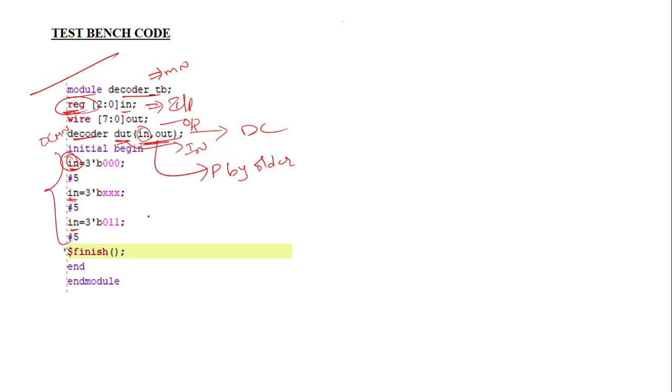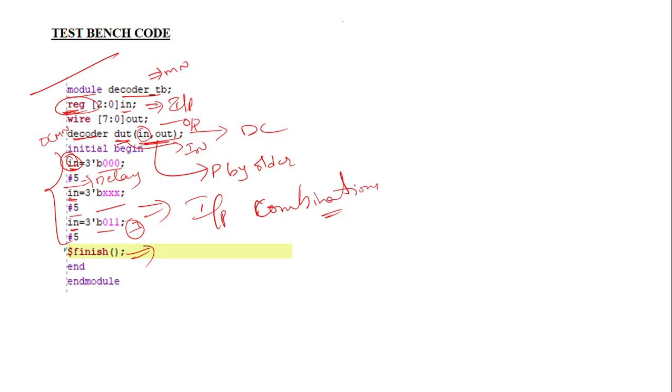In the initial block you are giving the different input combinations. So it is our input combination. First I give 0 for the input and give some delay. Again I give some default case, and again I give a delay, and again I give 3 as the input for the decoder. Then after some delay, if you want to stop the simulation, I use the $finish keyword. To stop the simulation we simply write $finish with braces and a semicolon. The initial begin ends with the end keyword, and the module ends with endmodule.